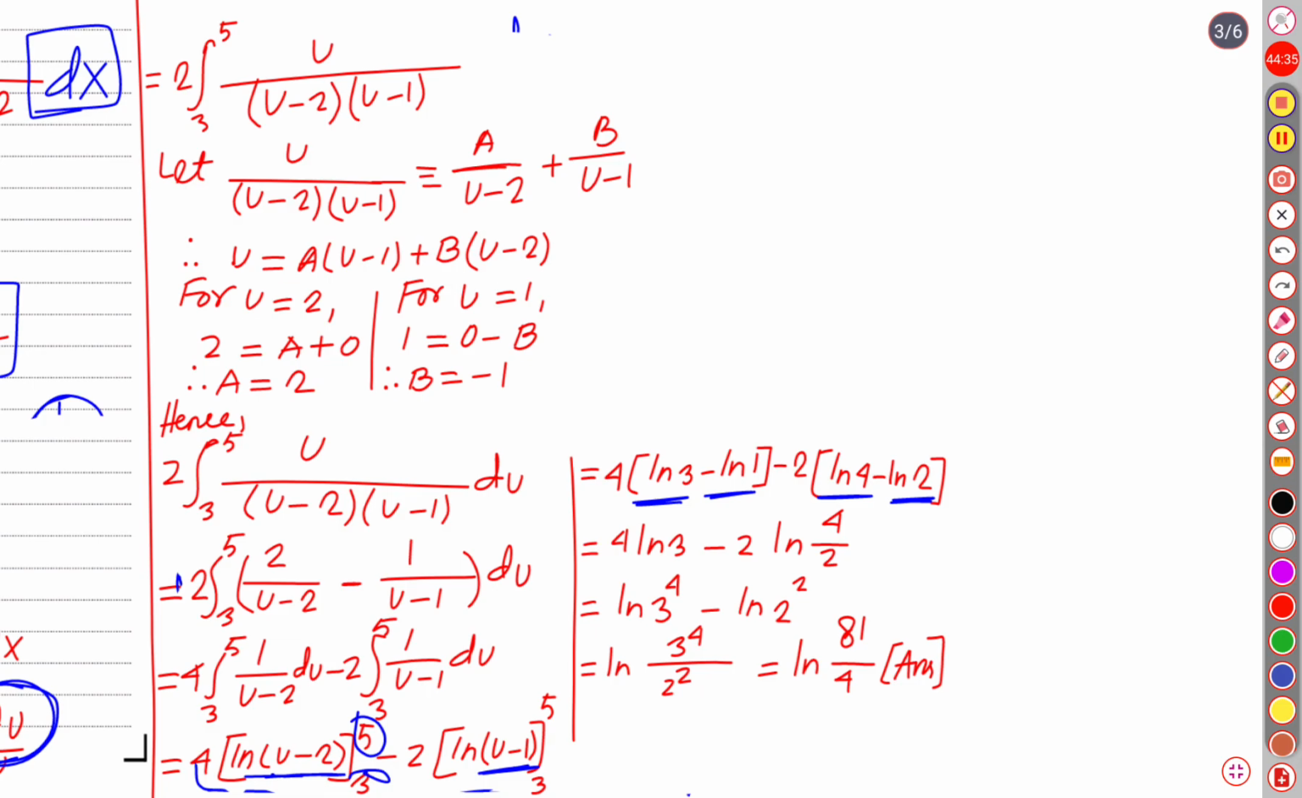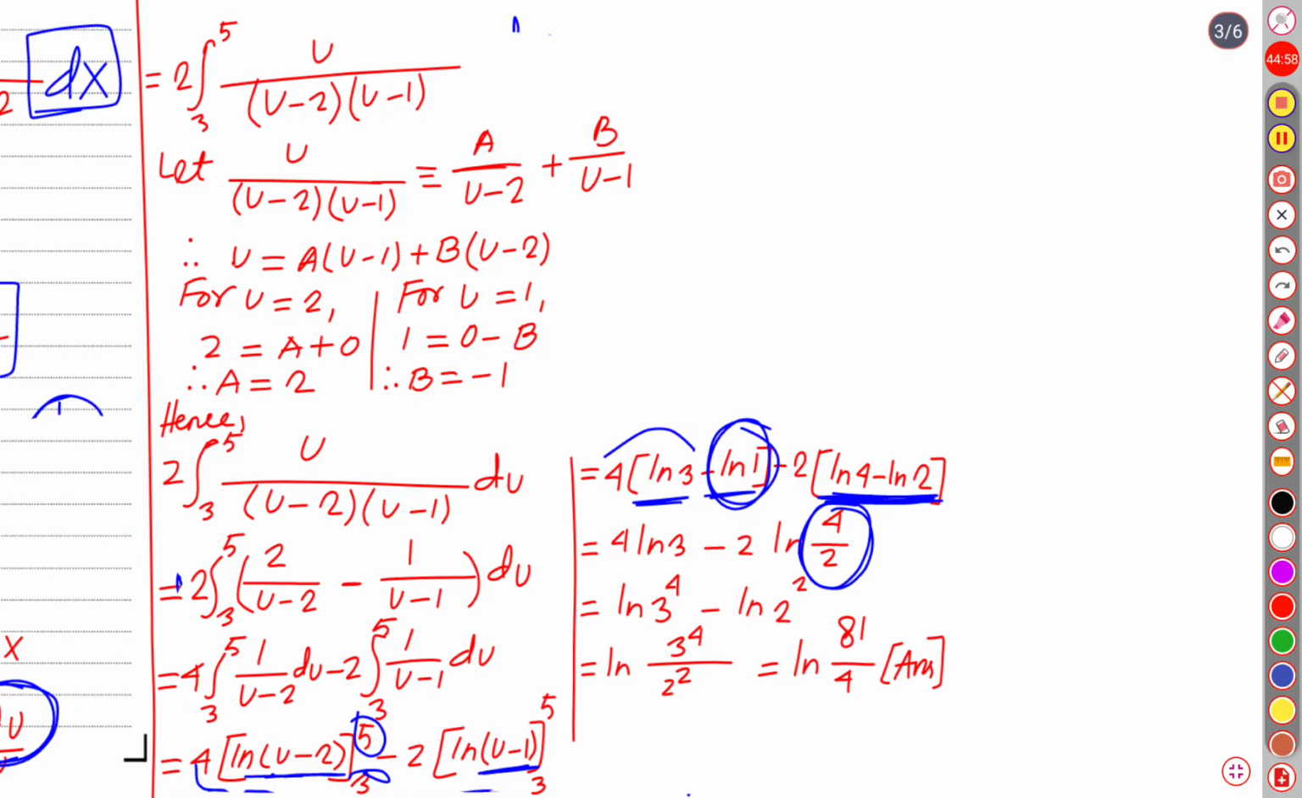So what will it be? ln 1 is actually 0. Okay, so if we multiply, it is 4 ln 3, and 0 times 4 is 0, so we avoided that. Then here ln 4, if ln is taken common in case of subtraction, this should be division. Okay, if we do subtraction of ln, then taking ln as common, it is division.